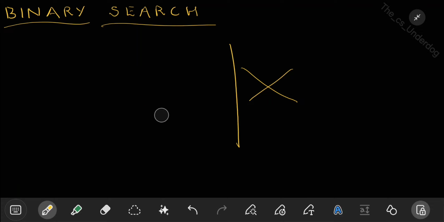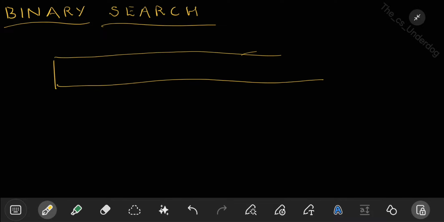So let us understand how exactly binary search works. We'll take an example, but keep in mind that this works only on sorted data sets. In case of linear search, you can have sorted or unsorted, but in case of binary search, the data set should be sorted. So let us say this is your input array.